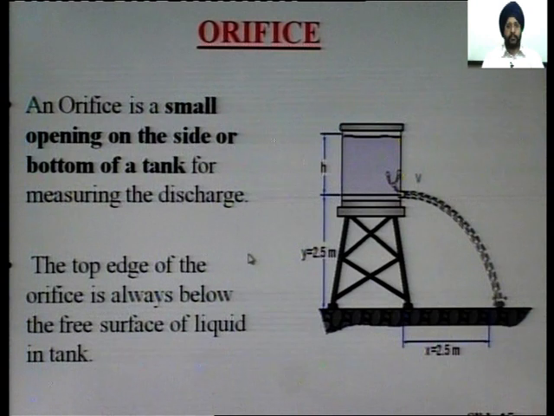Now, an important aspect regarding this orifice: the top edge of the orifice is always below the free surface of the liquid in the tank. As you can see in this tank, this is the free surface of the liquid, this is the top edge of the orifice, so it is below this free surface. It is always below the free surface. So, you can have a very clear idea from this tank what is coming out of it. It is actually coming out of this orifice, a small opening at the side of the tank.